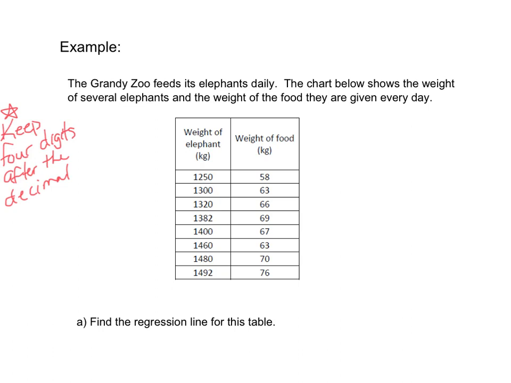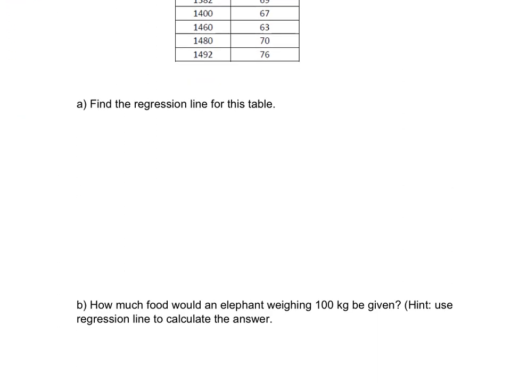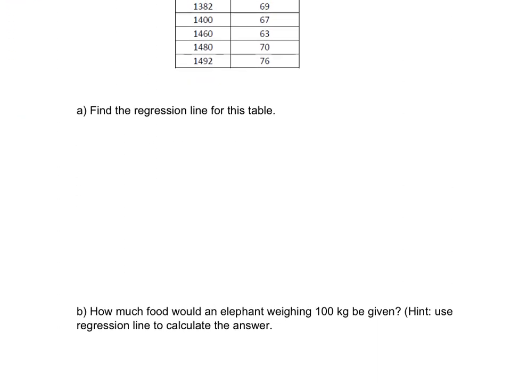Now we're going to look at an example where we're going to use the regression line in a more practical application. So in this example, we're talking about the Granby Zoo, who feeds its elephants daily. The chart below shows the weight of the elephants and the weight of the food that they're given every day. Now we have some steps. First step is going to be to find the regression line.